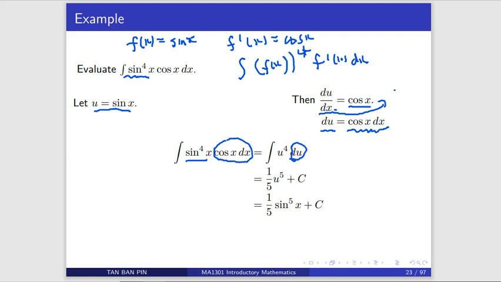Then sine x to the power 4 is just u to the power 4, since you let u be sine x. So you get something very simple, integrate u to the power 4 du, because it's f(x) to the power 4. And integrating u to the power 4 gives you u to the power 5 over 5 plus c. And after that, you just put u back as sine x. So it's 1/5 sine x to the power 5 plus c.